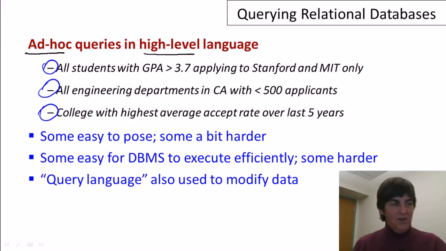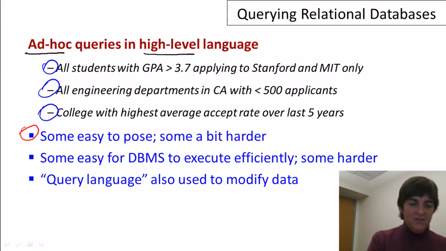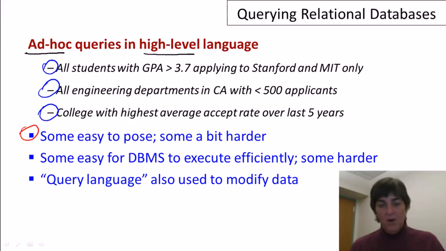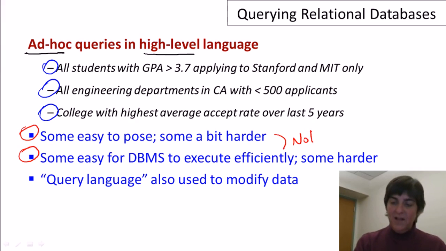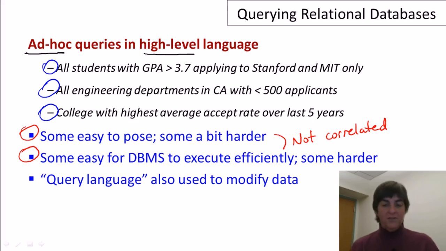So some queries are easier to pose than others. That's certainly true. The three queries you see here are, as I said, pretty easy to pose. Now, some queries are easier for the database system to execute efficiently than others. And interestingly, these two things aren't necessarily correlated. There are some queries that are easy to pose but hard to execute efficiently, and some that are vice versa.